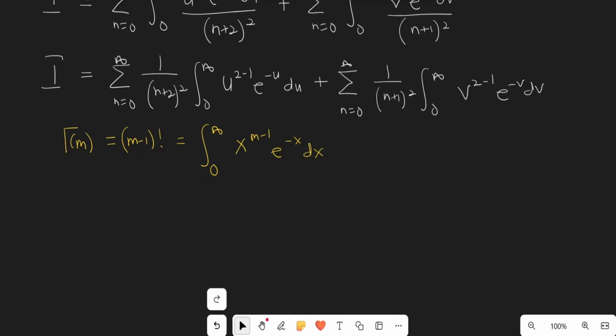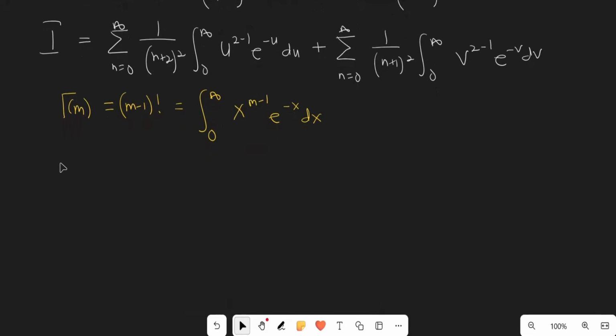So if you know this to be the gamma of m, this one is going to be the gamma of 2, and this one is going to be the gamma of 2 as well, right? So we can just replace that in our integral. I here is going to be equal to the summation n from 0 to infinity of 1 all over n plus 2 all squared, and then this one is gamma 2.